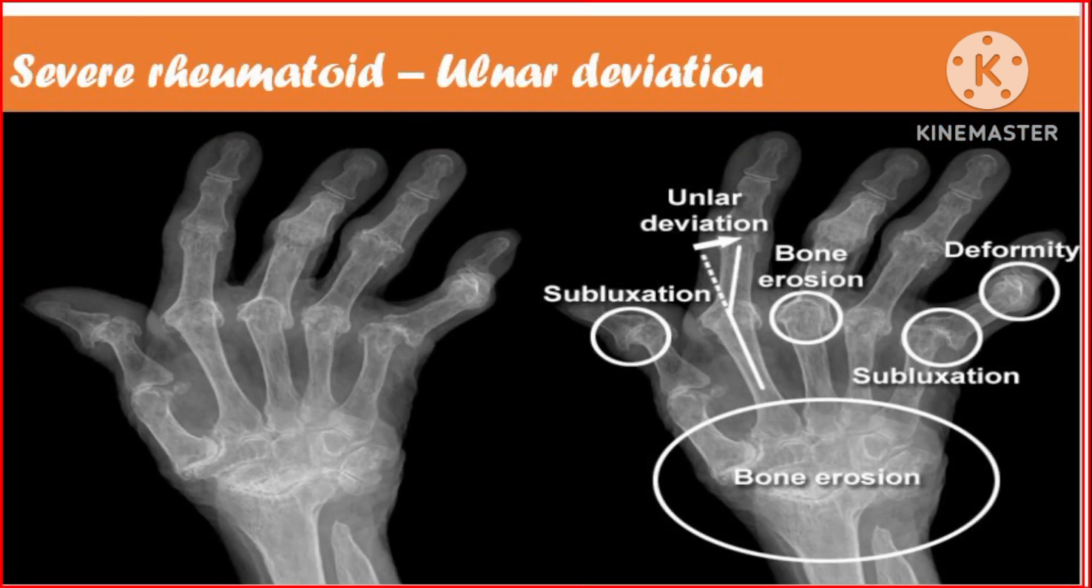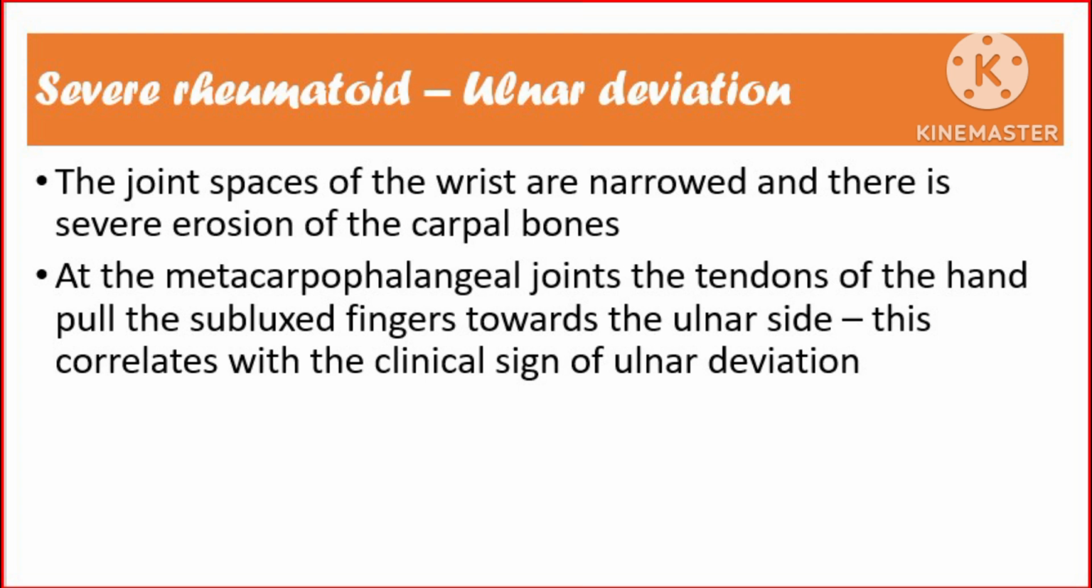Severe rheumatoid ulnar deviation. The joint spaces of the wrist are narrowed and there is severe erosion of the carpal bones. At the metacarpophalangeal joints, the tendons of the hand pull the subluxed fingers towards the ulnar side. This correlates with the clinical sign of ulnar deviation.